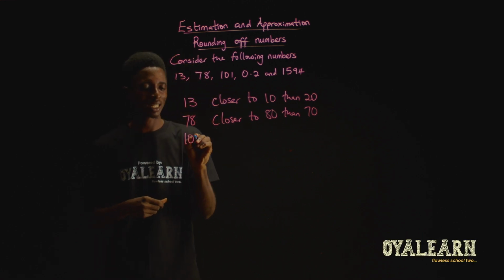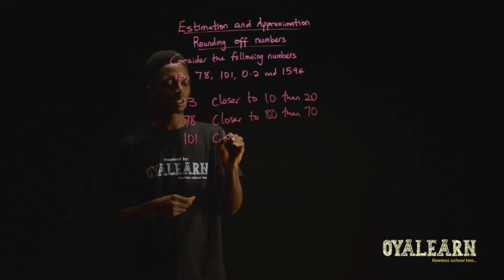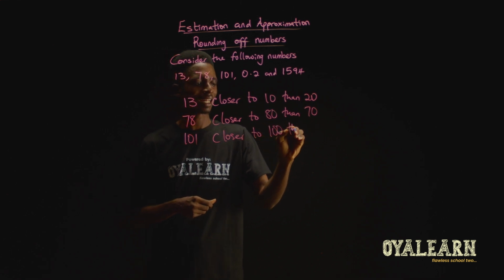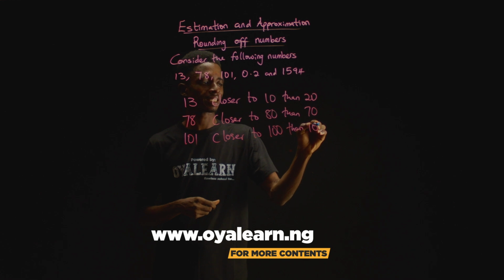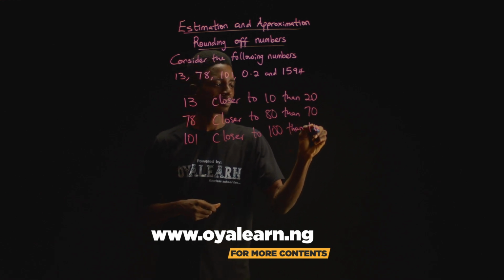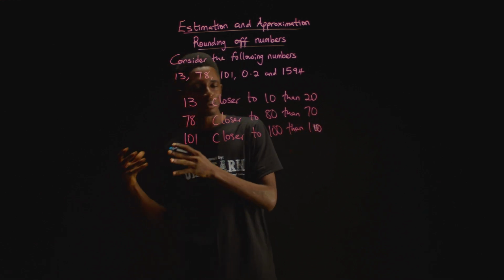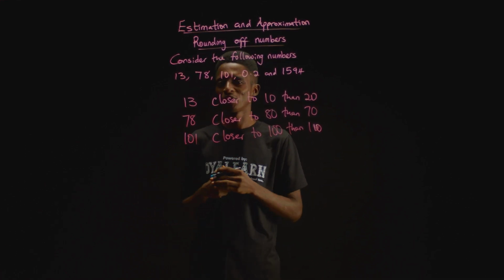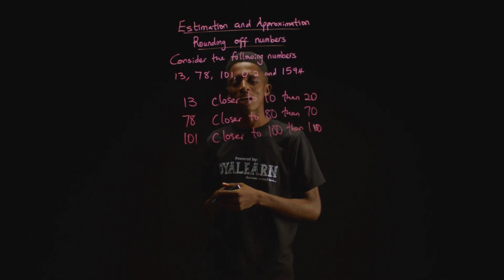Now 101. You see 101 is closer to 100 than 110. 101 lies between 100 and 110, but it is just 1 away from 100. So it is closer to 100.